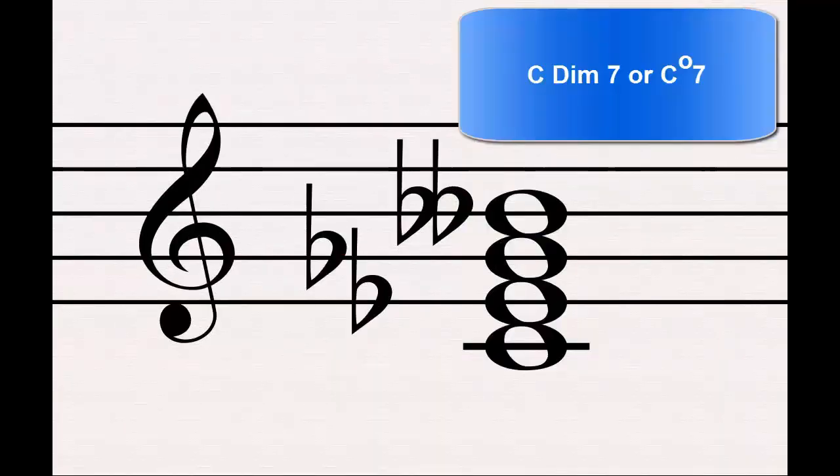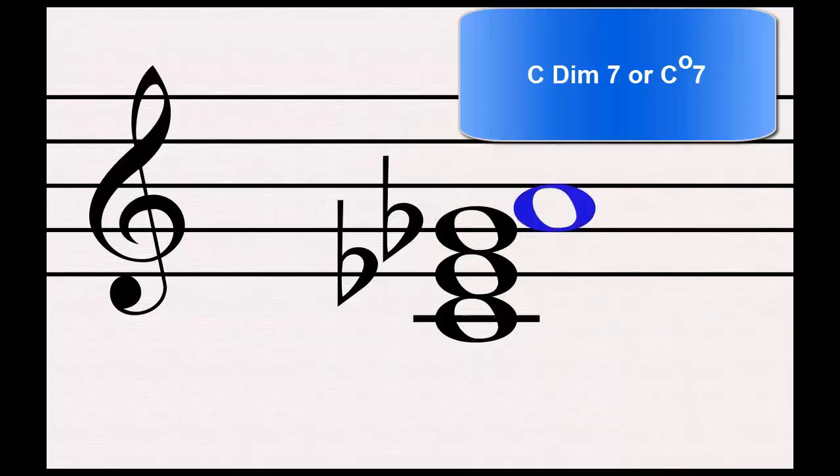The diminished 7th chord consists of a diminished triad with a diminished 7th added. Note, in the diminished 7th chord, the diminished 7th interval is sometimes written enharmonically.